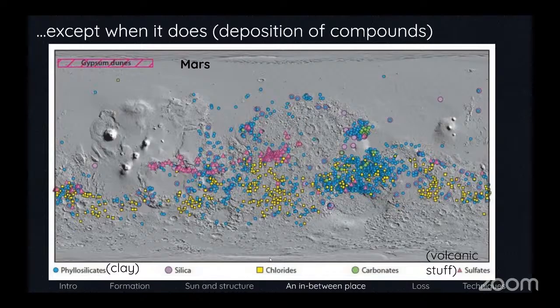I'm going to skip chlorides and silica, frankly, because I don't know much about them. But what I do want to mention is these blue points, which we have lots and lots of data for, are phyllosilicates, which is just a fancy geologist word for clay. And what do we know about clay? It forms in the presence of liquid water. So all of these deposits that we can look at in the geology tell us that in the past Mars was a lot wetter and had a different atmosphere in order to support that liquid water. Because it is not able to persist on the surface today, the atmosphere must have been different in the past.